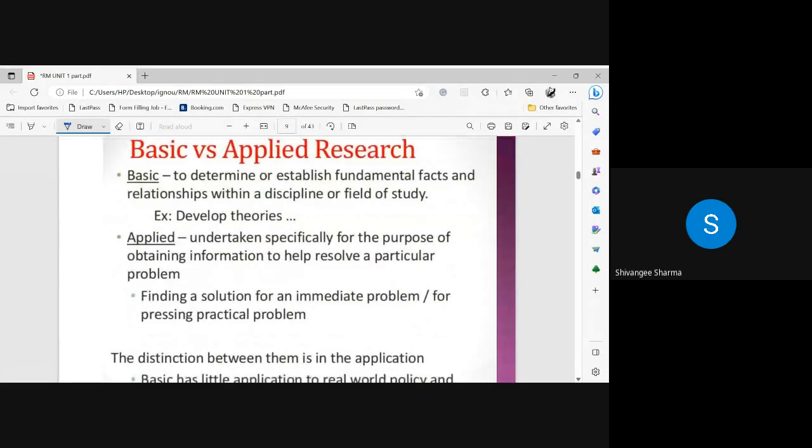Now, basic versus applied. To determine and establish fundamental facts and relationships within a discipline or field of study, we call this basic research. Applied research is undertaken specifically for the purpose of obtaining information for a particular problem. So the research project which you are going to make in your MMPC001, I think MMPP001, will be your applied research, where you identify a problem and you suggest a solution to that problem in your entire project.